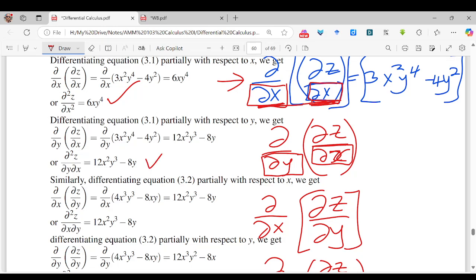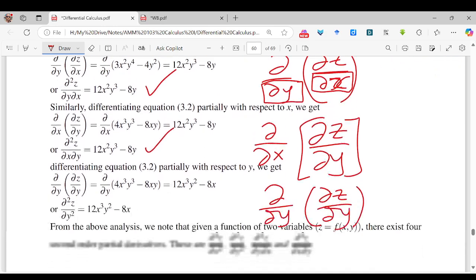So these are the 4 second order partial derivatives. We have this one, we have this, and this. So for a function of two variables, there exist 2 first order partial derivatives and a total of 4 second order partial derivatives. These are d squared z by dx squared, d squared z by dy squared, d squared z by dy dx, and d squared z by dx dy.